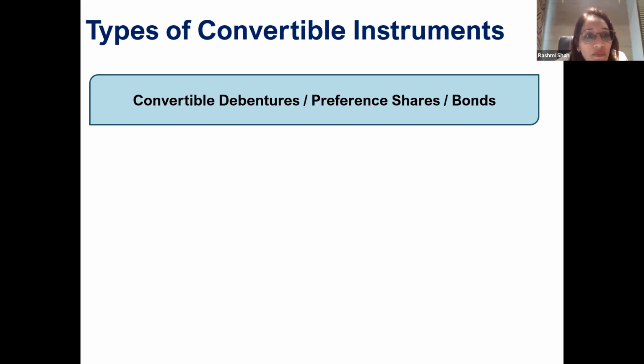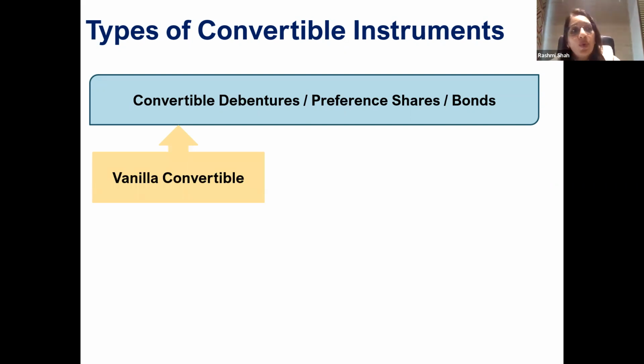All right. So various features of these convertibles can make it plain vanilla, mandatorily convertible, reverse convertible, optionally convertible, etc. So let's discuss what these instruments are. So vanilla convertible, what do you understand by this? This is the most common convertible that you can actually find.